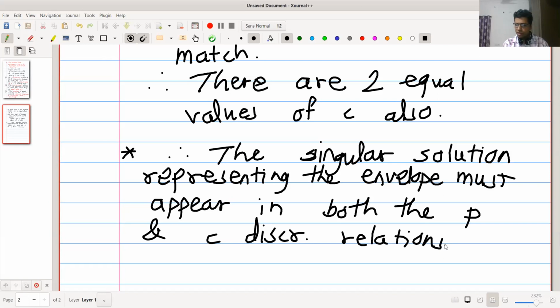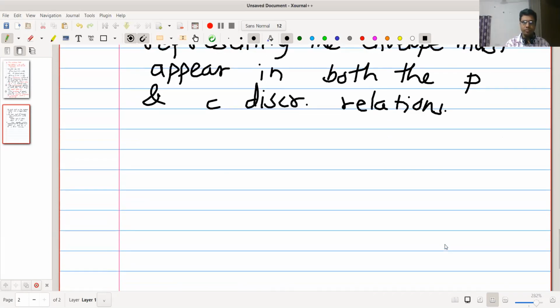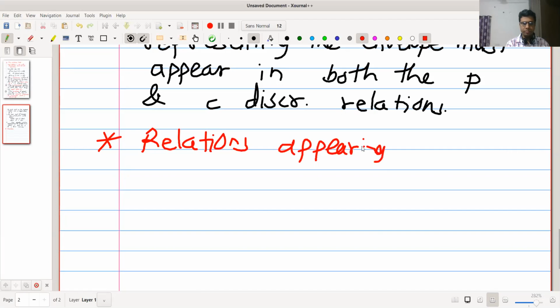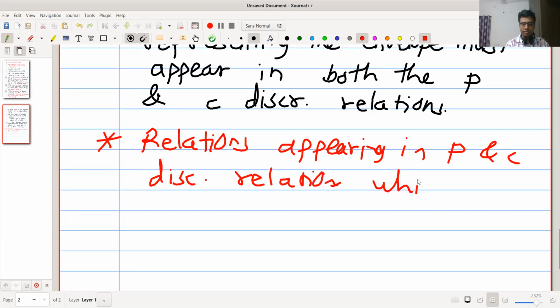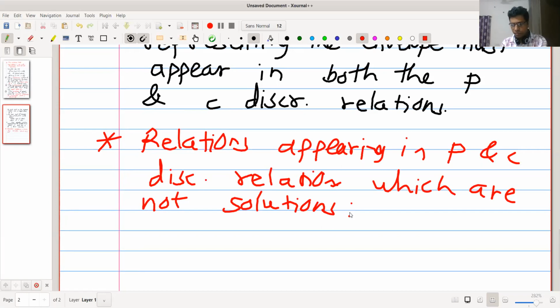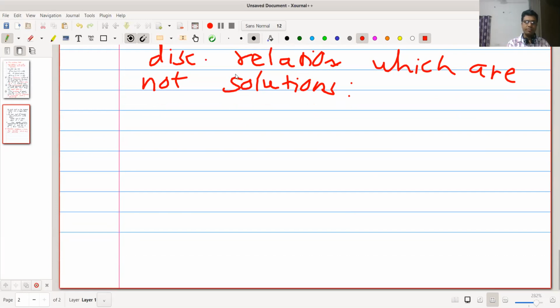Now we discuss relations appearing in the P and C discriminant relations which are not solutions of differential equation 1. First thing is called tac locus.